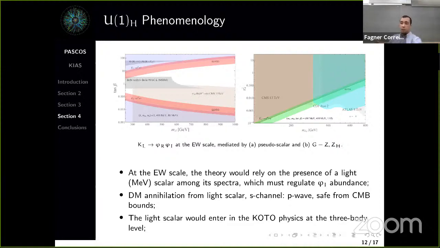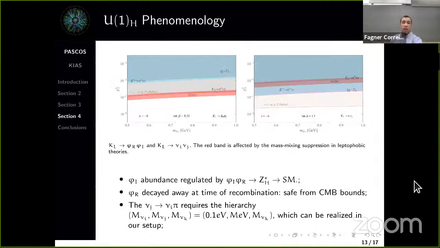And if it is mediated by a light scalar, this process would already be p-wave, and therefore safe from CMB bounds. We see here this red band and this green band, the KOTO bands. That means that in the electric region, KOTO is actually very competitive with bounds provided by collider searches of charged Higgs.